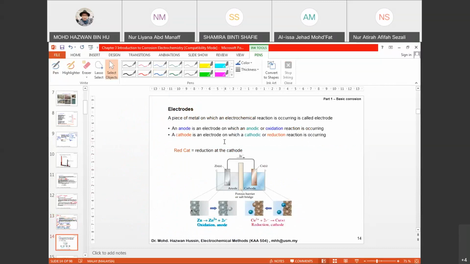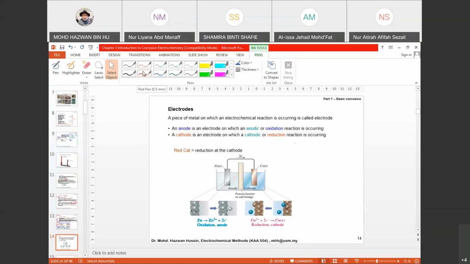So as I said, the electrons produced actually create terminality. So you have anode. Anode is the electrode where the anodic or oxidation reaction is occurring. Meanwhile, cathode means the electrode where the cathodic or reduction reaction is occurring. Okay, so you can have, like this one, a galvanic cell. This is actually a galvanic cell.